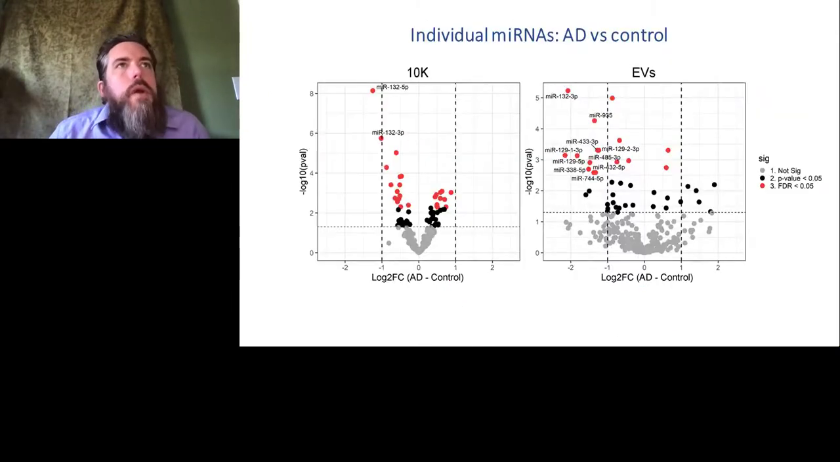Now, for the microRNAs themselves, we did find microRNAs that were differentially regulated across the disease. Disease versus control, and especially some of the ones in the miR-132 family. And we could see this in the 10K fraction, but also in the EV fraction.